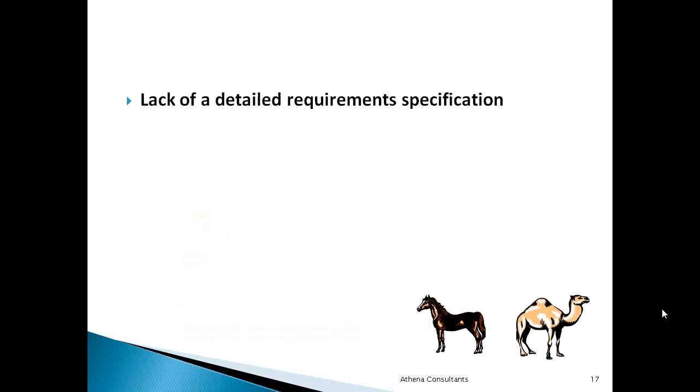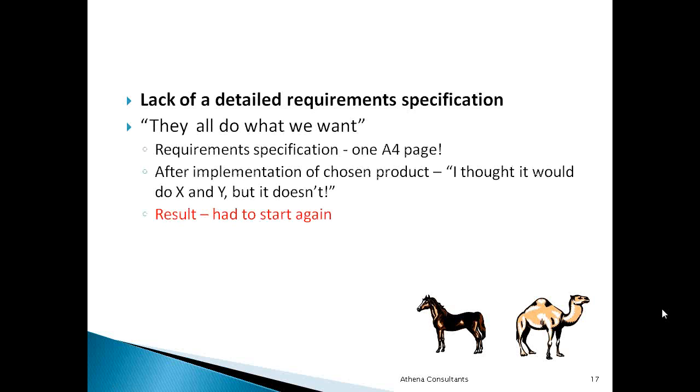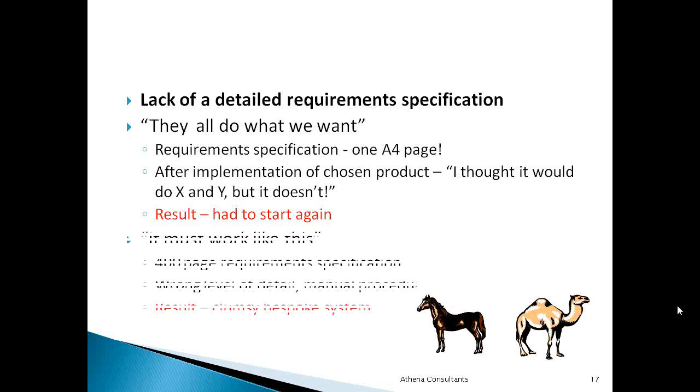Then that leads on to this fundamental point about a lack of a detailed requirement specification. The first one, I've seen this several times, where the requirement specification, the invitation to tender, was one A4 page, and they really did say afterwards, once it was in and working, well, I can't do this and I can't do that and I can't do something else. And well, no, I'm sorry, you didn't ask for that. This happens regularly, absolutely regularly.